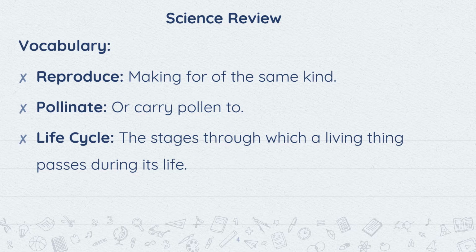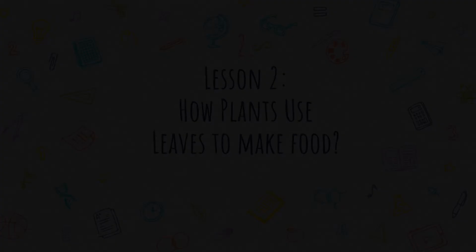Life cycle are stages in which a living thing goes through during their life. For example, a life cycle for a human will be that you are born, then you grow up, then you reproduce, and then you die. That is a life cycle. Same thing happens with the plant.